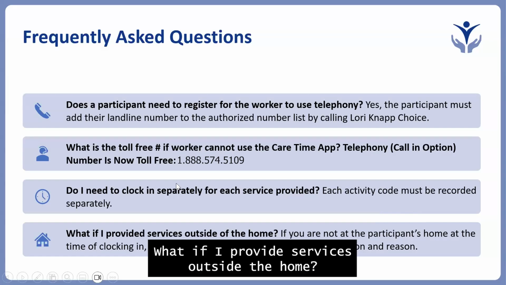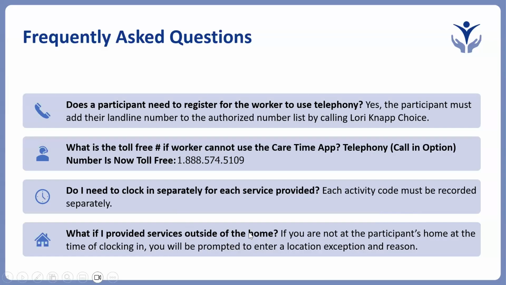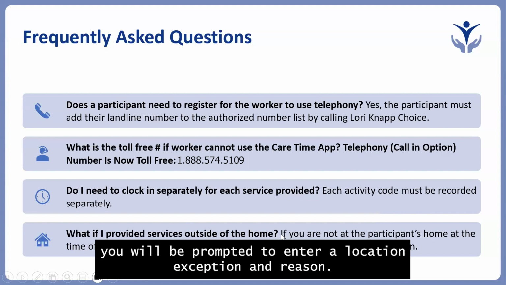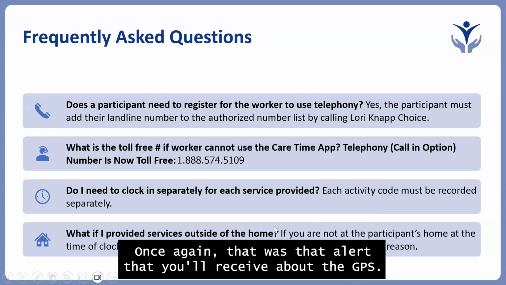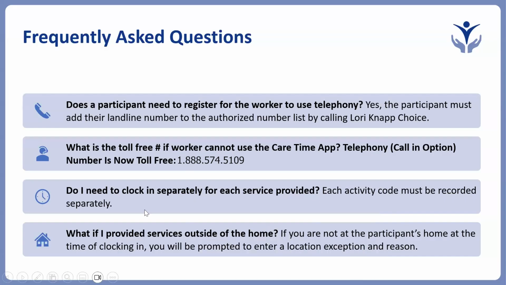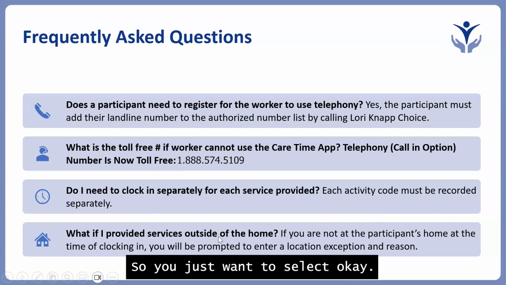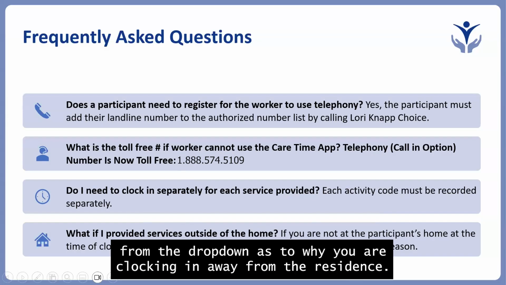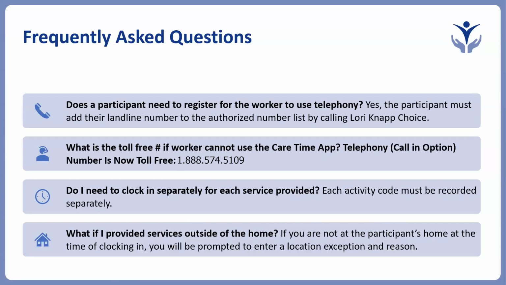What if I provide services outside the home? If you are not at the participant's home at the time of clocking in, you will be prompted to enter a location exception and reason. Once again, that was that alert that you'll receive about the GPS. So you just want to select OK, and then you can choose the location exception and then enter the reason from the drop down as to why you are clocking in away from the residence.